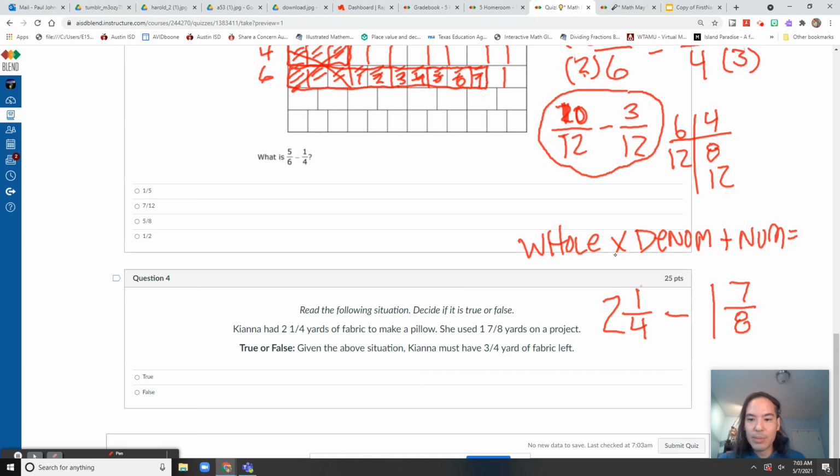All right, so 2 times 4 is 8 plus 1. That's 9/4. 1 times 8 is 8 plus 7 is 15. So there's a start. There's your improper fractions. 9/4 minus 15/8. You're going to have to change this denominator into an 8 in order to solve this problem. All right, so this is a 1 snowman problem. Just figure out what you have to put in the snowman, and that should get you to the end.